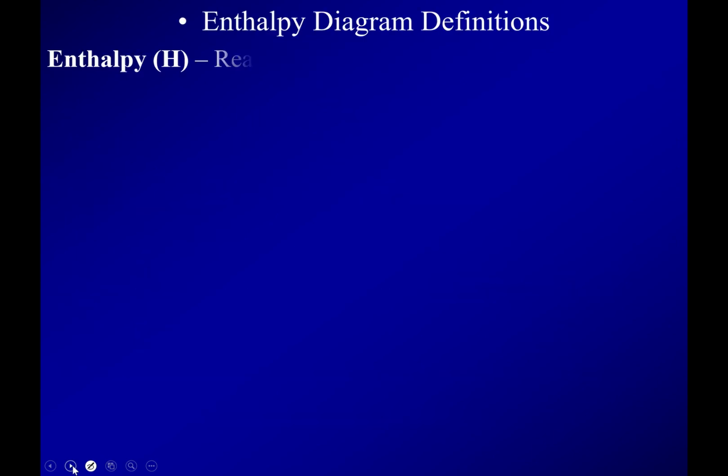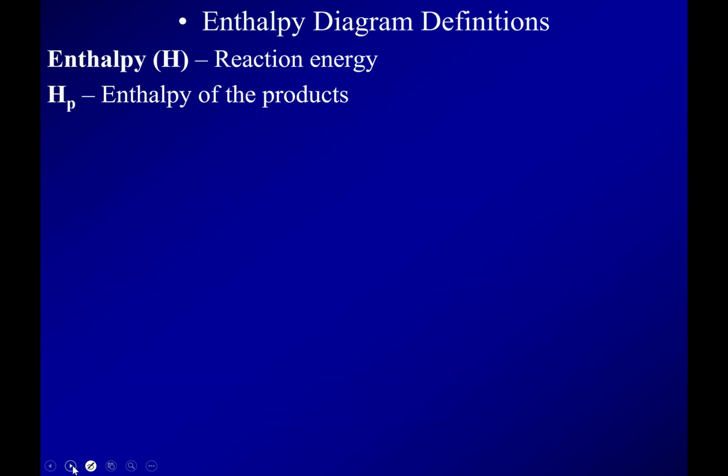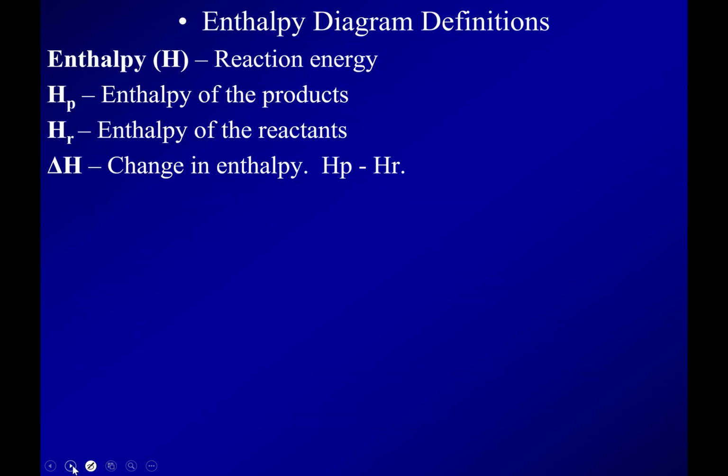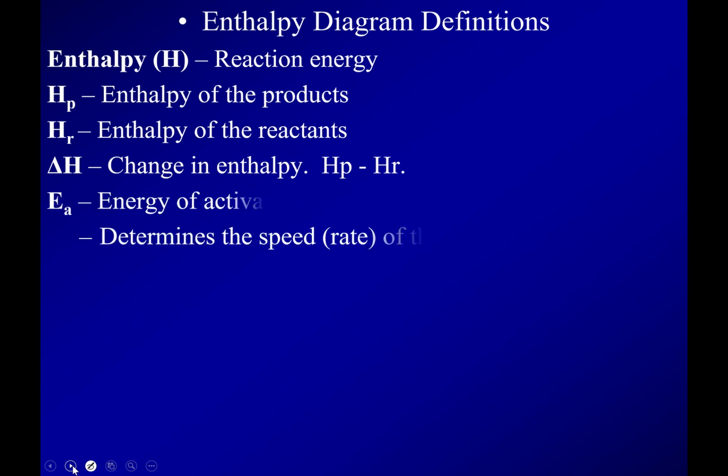So here's just a few definitions that we talked about. That's the reaction energy, enthalpy of the products and reactants. Delta H is the change in enthalpy. Again, products minus reactants, or final minus initial. And then EA is the energy of activation.